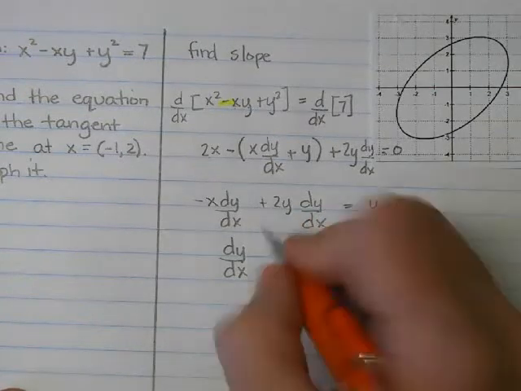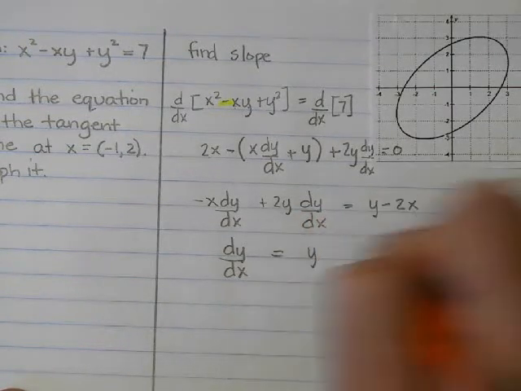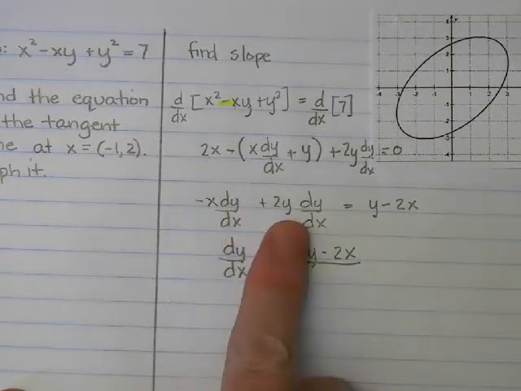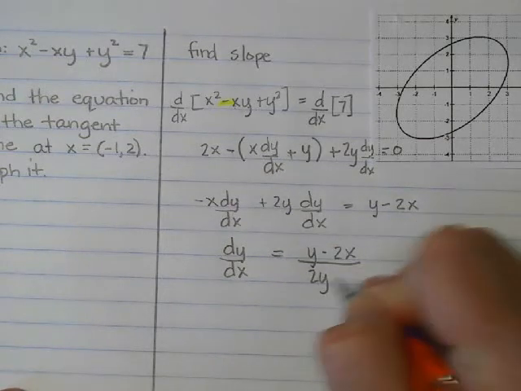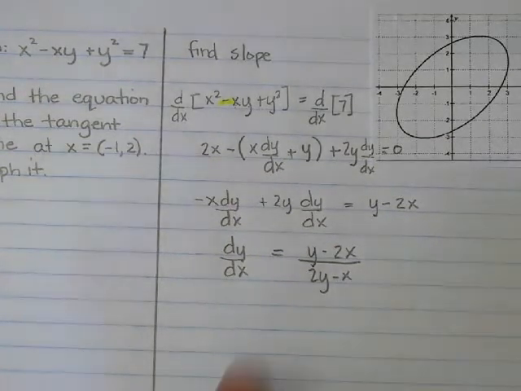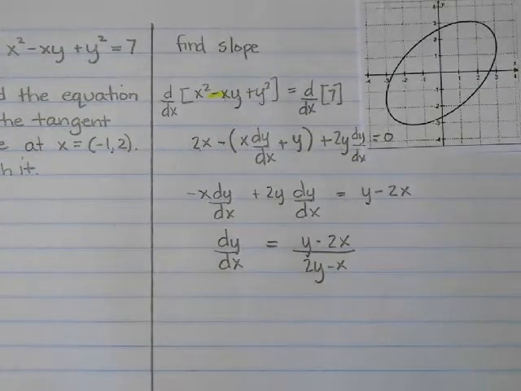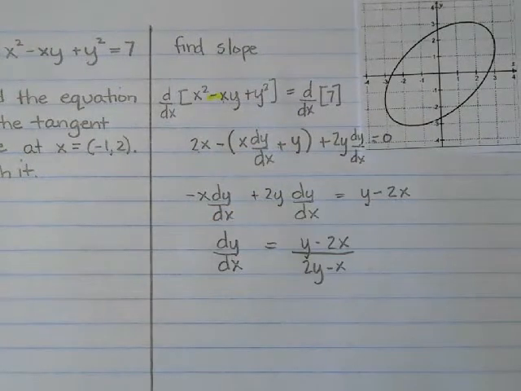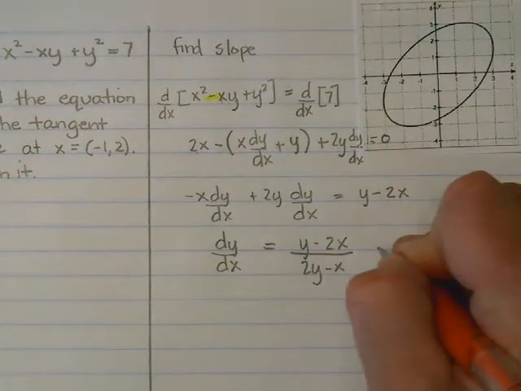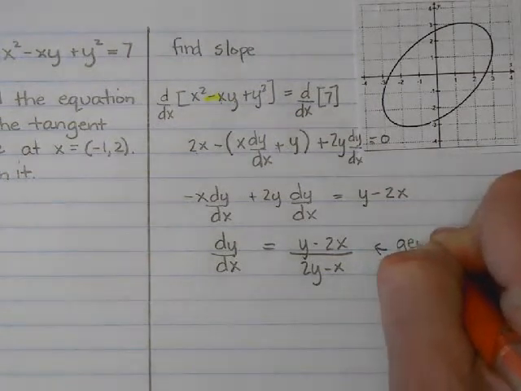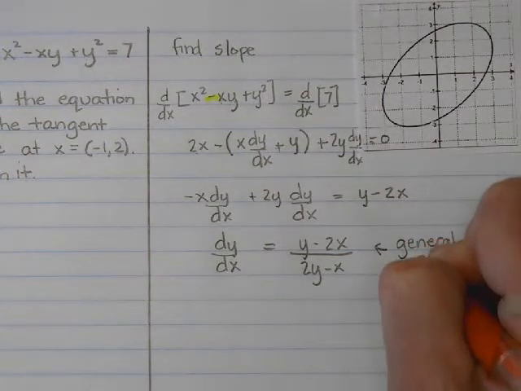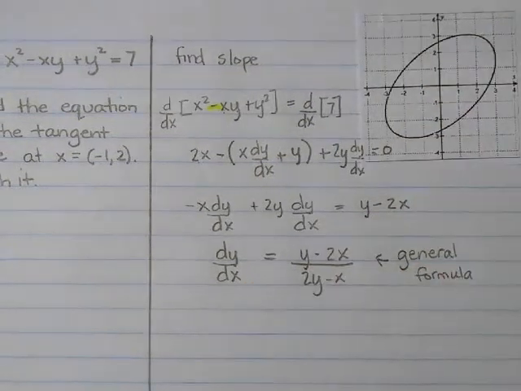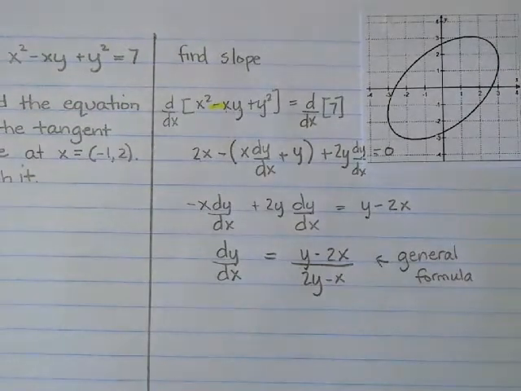I'm skipping a step here, but I factored it out. I think you guys should be okay with that. Instead of writing negative x plus 2y, I'm going to write 2y minus x. It looks better if your leading coefficient is not negative, if you can do that. Remember, all I did is I factored out dy/dx, and then I divided both sides by that. So this right here is the general formula. This would give me the slope at any point on this ellipse. I could put in any point that I wanted, and that would give me the slope.